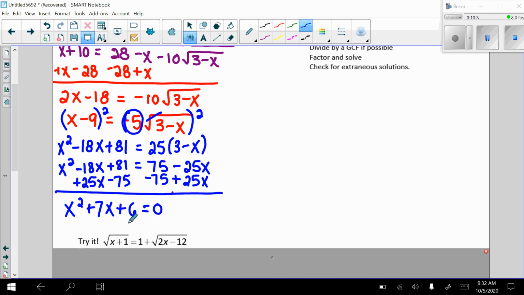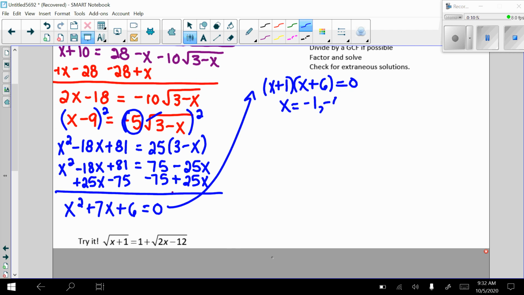And we're looking for two numbers that multiply to equal 6 that add to equal 7. I don't think this is a tough one. You should easily get x plus 1 times x plus 6 equals 0. And we get the two solutions of -1 and -6. We're not done. Because just like we did earlier, we have to check our solution. So I'm going to ask you to pause this video. Go ahead and check your solutions, and let's see if we get the same answer.